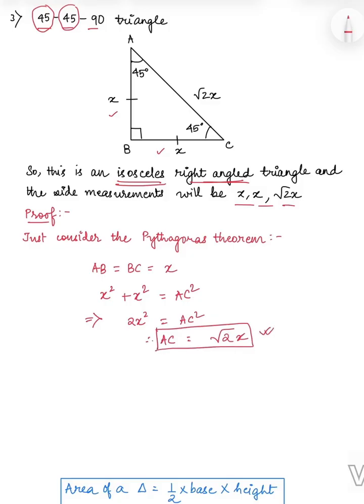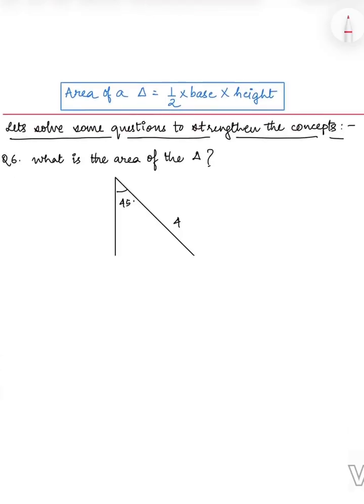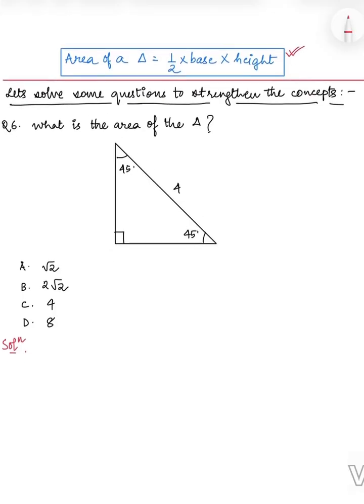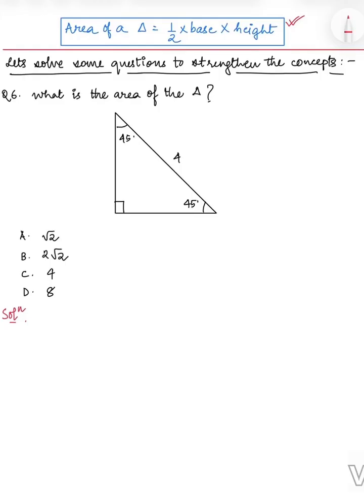So this is our solution for the side measurements. Just try to keep them in mind because they will make your process much faster to solve the questions. And now we also need to know the area of a triangle, that is half into base into height. Just keep this in mind. This is very useful. Coming to the end of the video, we'll solve the last 5 questions so that we can gain a better understanding of all the concepts.